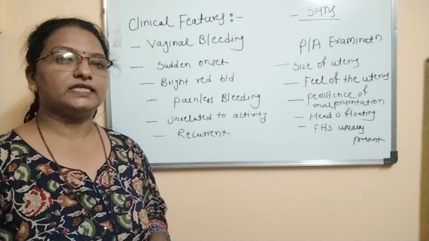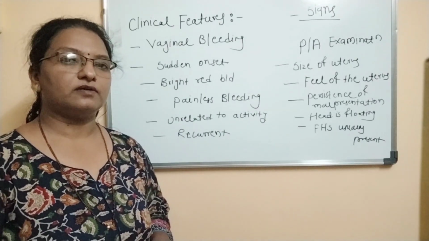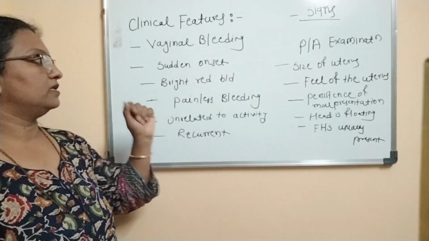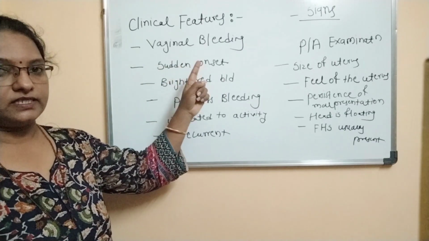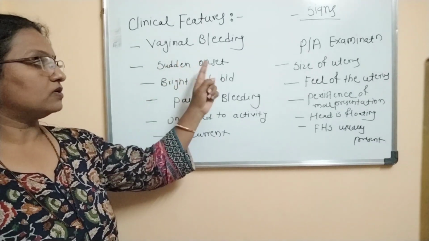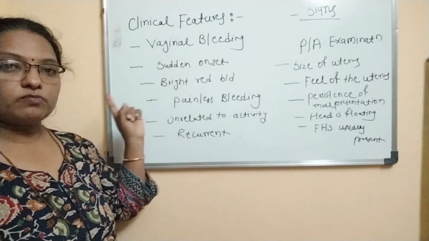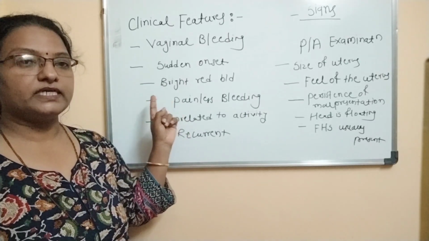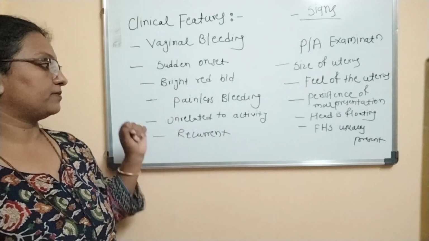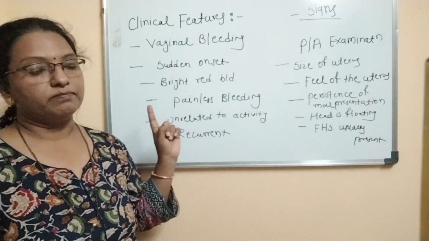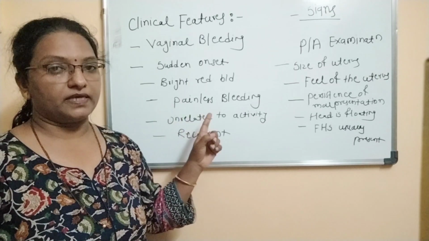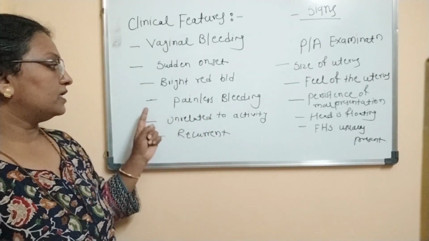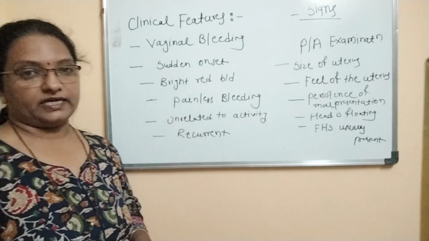Now we'll discuss the clinical features of placenta previa. The first symptom is vaginal bleeding. It is of sudden onset. Remember, the onset is always sudden. The character of the blood is bright red. Vaginal bleeding is always of bright red color. Then it is painless bleeding. Without any pain, that bleeding is continuous and recurrent. Then it is unrelated to activity.